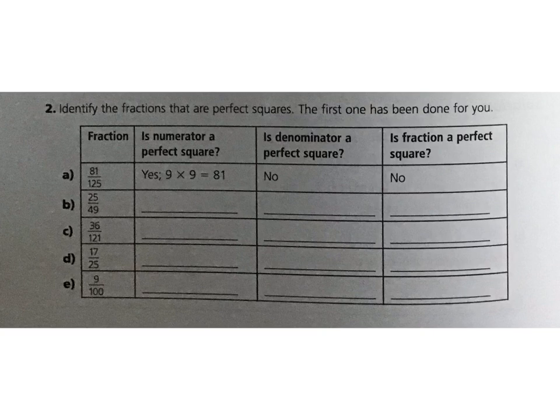Okay, so question 2, identify the fractions that are perfect squares. First one's done for you. So for this one, is the numerator a perfect square? So yes, 25 is 5 times 5. Is the denominator? Yes, 7 times 7 is 49. So then this fraction would be a perfect square.